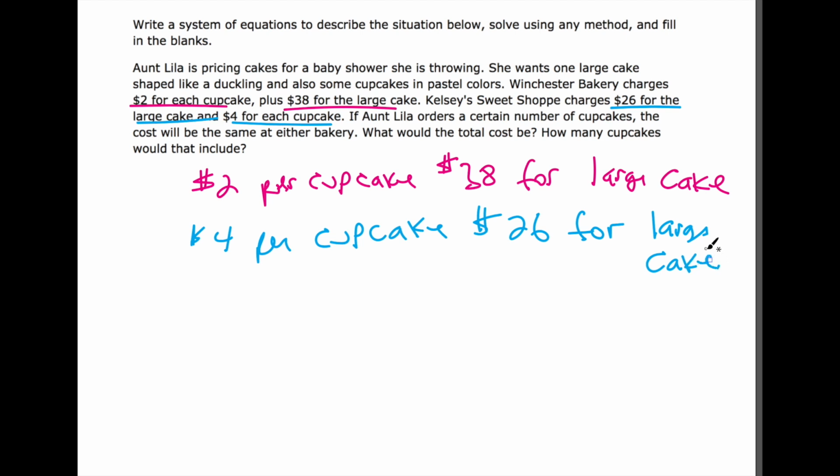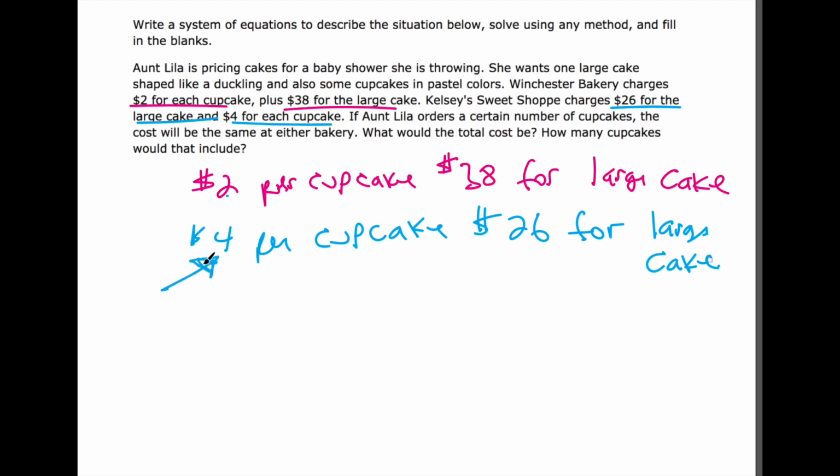And if Aunt Lila is kind of on the cheap side, and she just wants to have one little cupcake and one large one, the best deal would be this one, right? Because it's 26 plus 4 for just one cupcake, so it's $30, versus 38 plus the one cupcake fee of $2. Then it's $40 versus $30. That's the way to go.